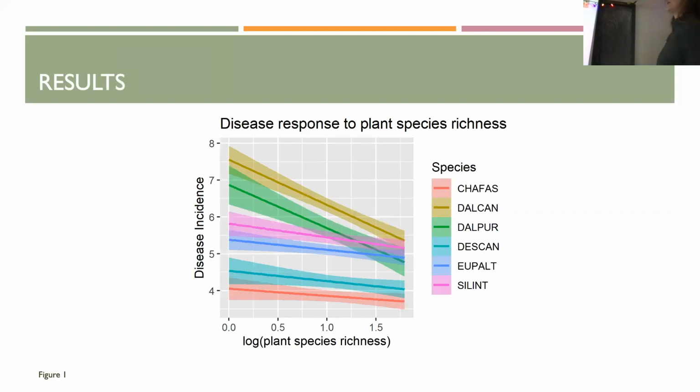So our results showed a really nice downward trend: as plant species richness is increasing, the disease is decreasing. This figure is showing our overlapping data from 2021 and 2022. We saw this trend in 6 species between those 2 years. I would also like to note that we didn't see this trend in the grasses. We mainly saw this in the composites and the legumes.